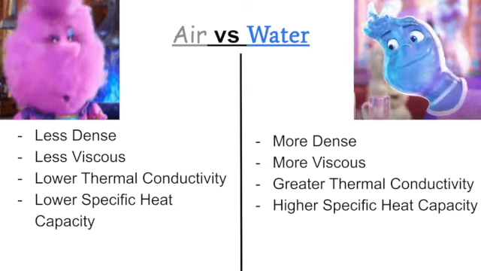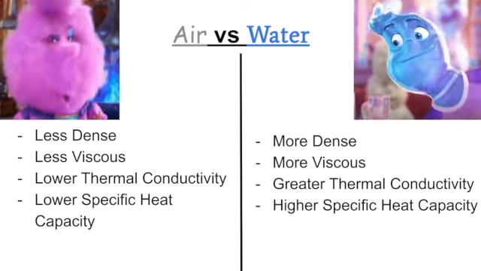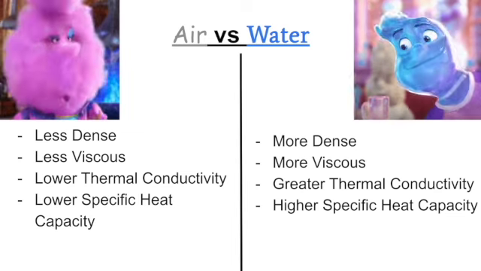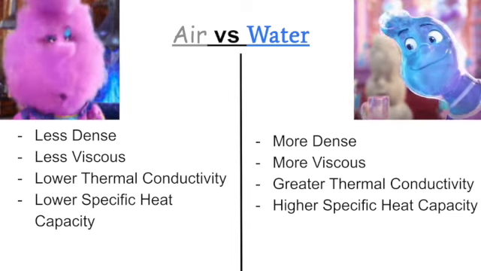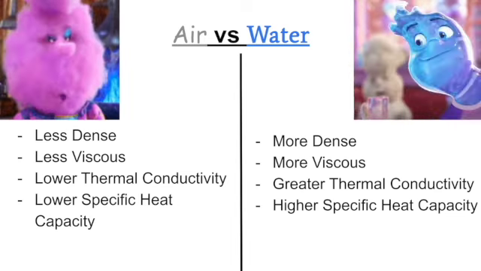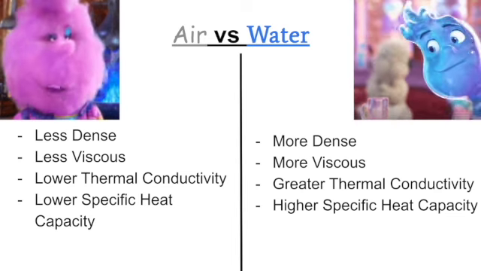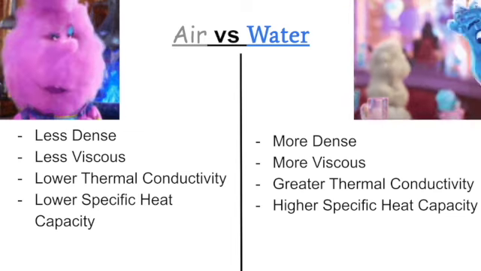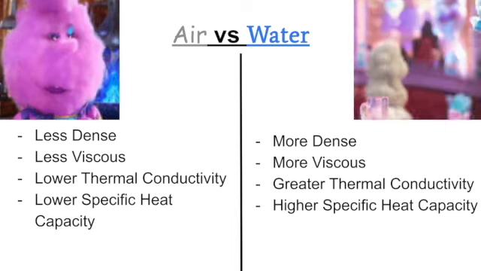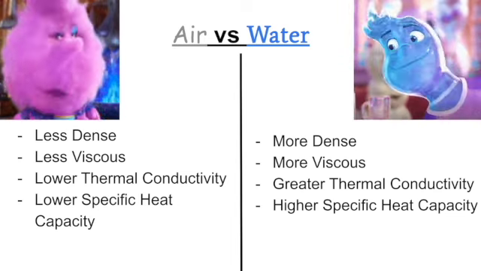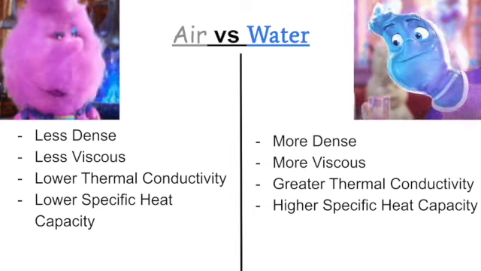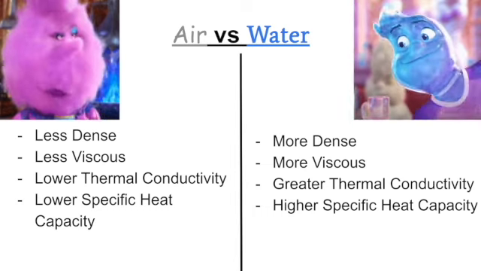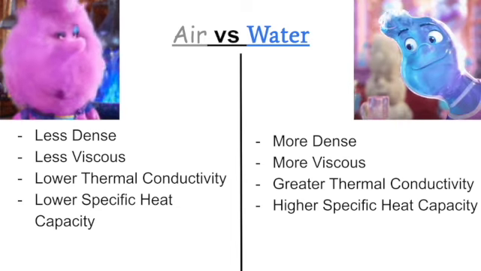So very easy thing to know. You just need to know the difference between air and water generally. Easy questions in multiple choice. So just basically, air is less dense, it's less viscous, lower thermal conductivity, and lower specific heat capacity. So yeah, as easy as air is less or lower than water in basically all four properties.